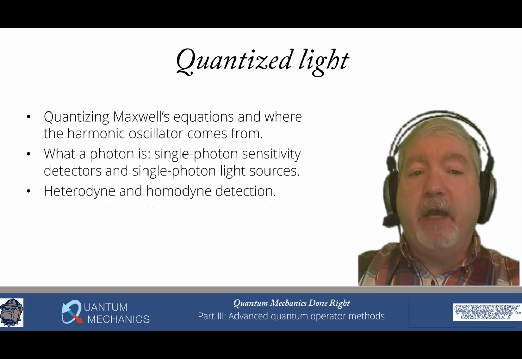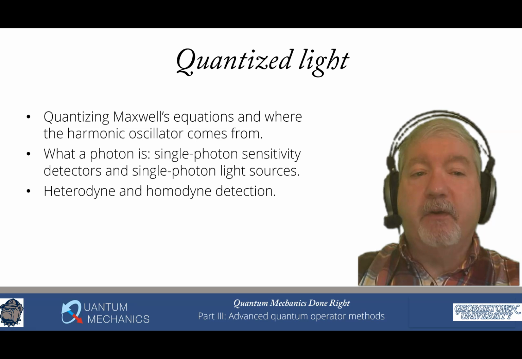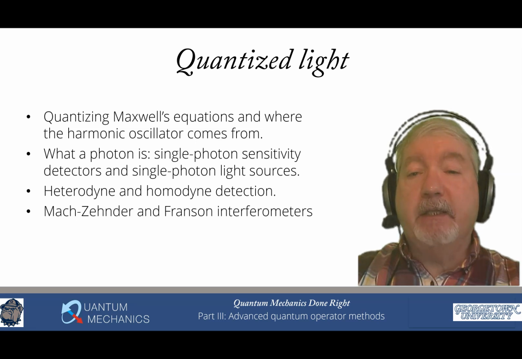We then talk about how you detect photons with heterodyne and homodyne detection. This is required because the photon frequency is so fast it can't be directly measured when we're looking at optical light. We then extend our formalism to the Mach-Zehnder interferometer, which we've already looked at.